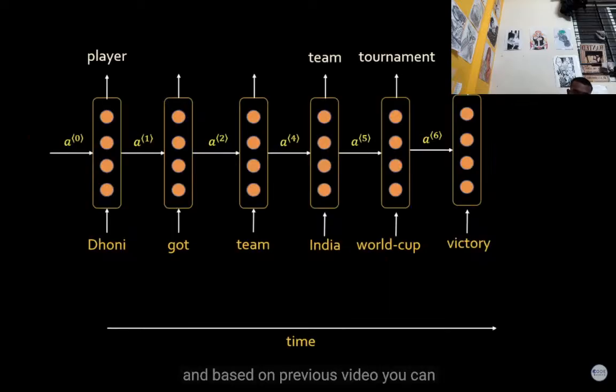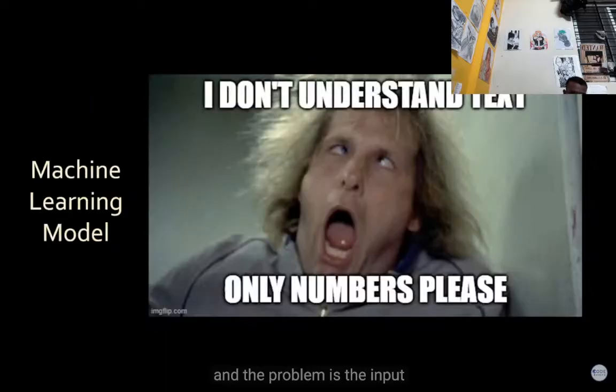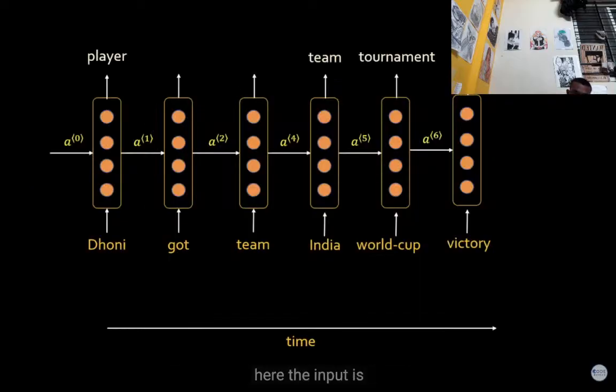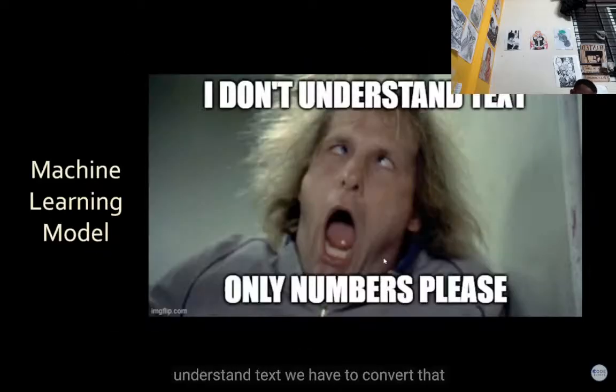And based on previous video, you can build an RNN that looks like this. But if you observe carefully, there was one big problem when I covered NLP task for RNN in my last video. And the problem is the input. The machine cannot understand text. See, here the input is Dhoni, Goa, Team India, whatever. The machine learning model can't understand text. We have to convert that into a number. So how do you do that?